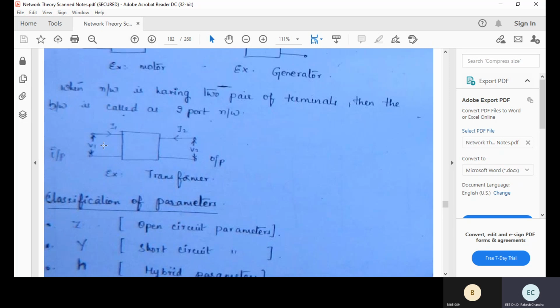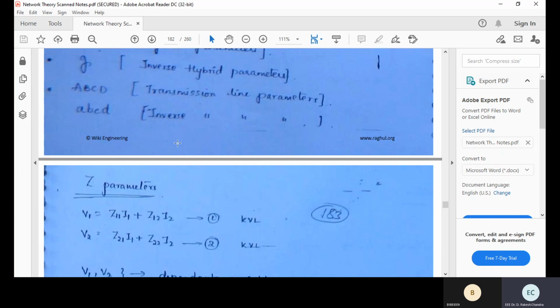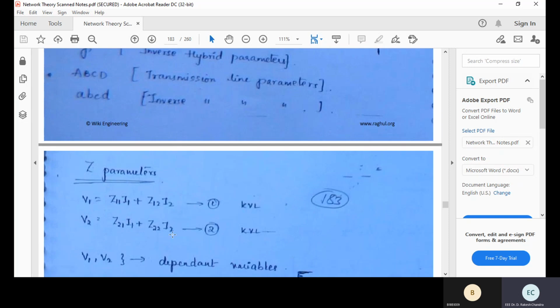See, Z parameters means in terms of Z. V is equal to I into Z, right? Let me consider V1. V1 is equal to Z11 into I1 plus Z12 into I2. Coming to V2, V2 is equal to Z21 into I1 plus Z22 into I2.